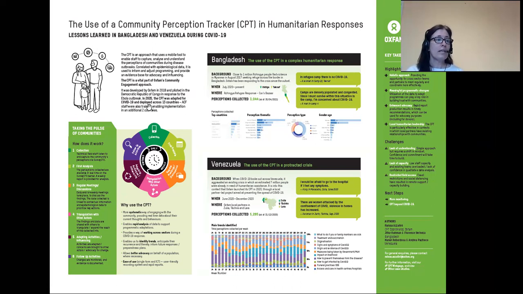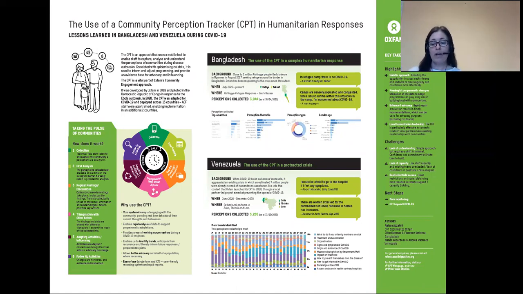As you can see on the diagram, it's an ongoing cycle. Starting with collection of perceptions on a mobile phone or tablet, face-to-face or remotely, the data collected is analyzed, correlated with epidemiological data, and then used to make meaningful adaptations to programs and also to provide an evidence base for advocacy and influencing. You can see the individual steps of the process in the diagram here.